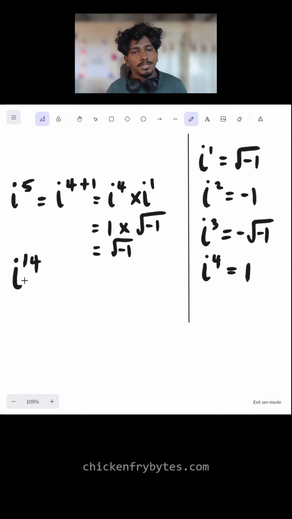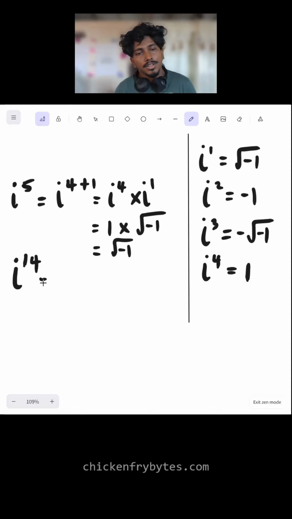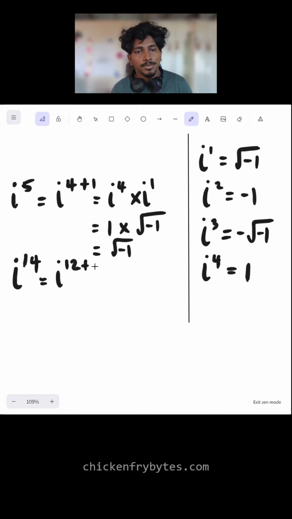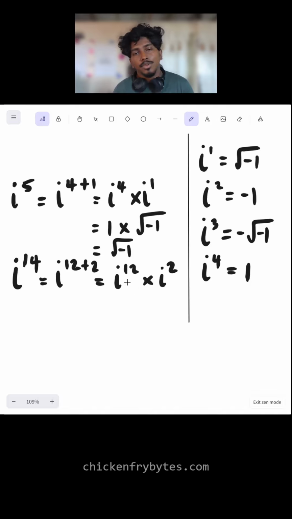Applying the same rule to i to the power of 14, well, the highest multiple of 4 that's just below 14 is actually 12, right? So we can rewrite this as i to the power of 12 plus 2, because 2 is the excess. And so we can split the power. We get i to the power of 12 times i to the power of 2. We do know i to the power of 2 very easily.